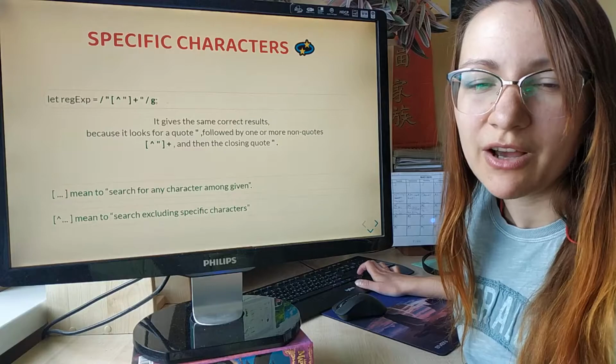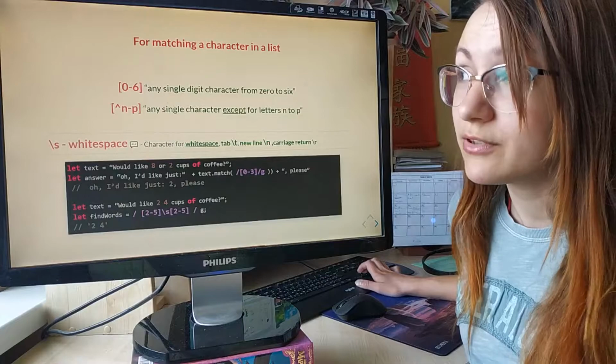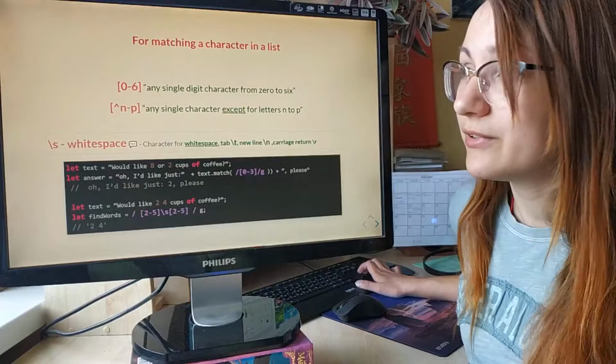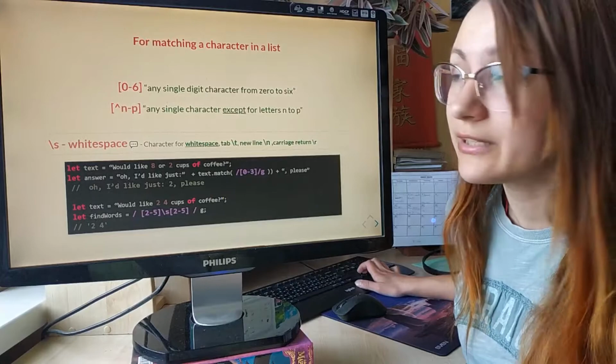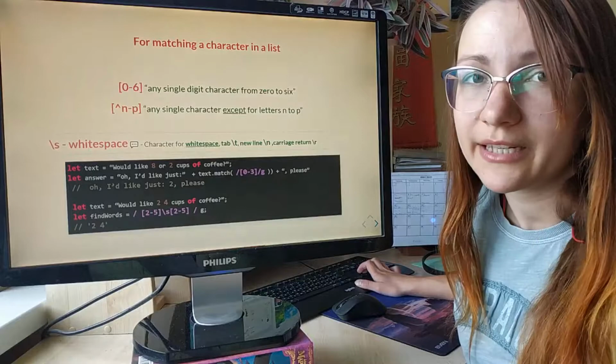When using the square bracket notation, there is a shorthand to match a character in the list by using the dash to indicate a character in a range. Like in this example, we have 0-6. It denotes any single digit character from 0 to 6. And in another example, with a hat inside square brackets, it denotes any single character except for letters in a range from N to P.